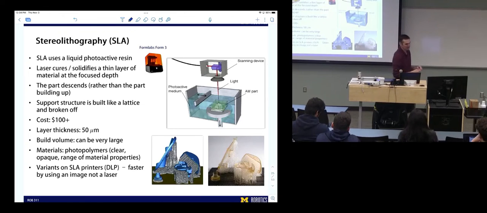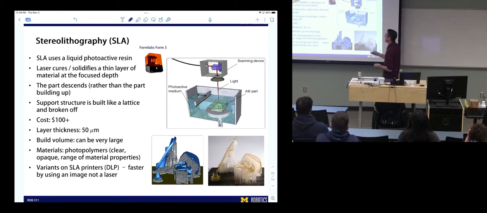Stereolithography, SLA, is an awesome 3D printing concept. Photoactive resin is cured with a laser and it drops the support. These are really neat. Who built their parts out of this? Somebody did, yeah, you guys? Those are really cool looking, I think. Nice looking parts. What we have in the makerspace are these Form 3 machines.